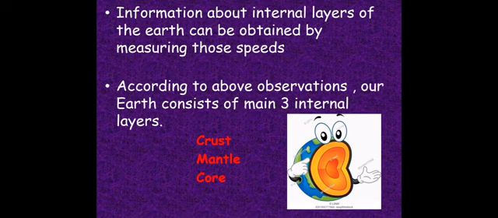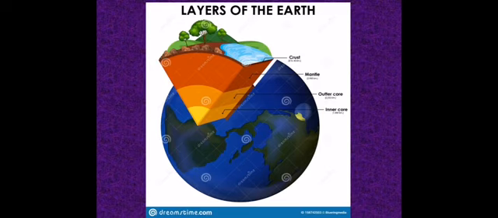According to the above observations, our earth consists of three main internal layers. The outer layer is the crust, the middle layer is the mantle, and the inner layer is the core. So, there are three main internal layers in our earth: crust, mantle, and core. Here you can see the three layers: crust, mantle, and core. In this diagram, the core is divided into two parts as outer core and inner core.